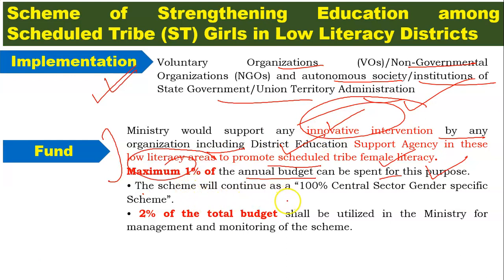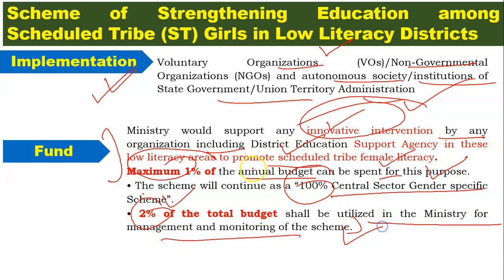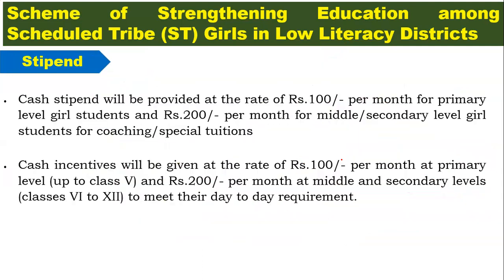Now the scheme will continue as a 100% central sector gender specific scheme, and of the total budget allocated for this scheme, 2% shall be utilized in the ministry for management and monitoring of the scheme. So 1% for innovation, 2% for management and monitoring of the scheme. So this is the fund.